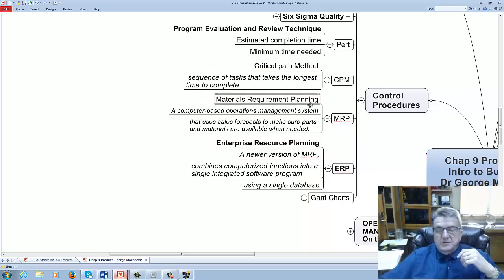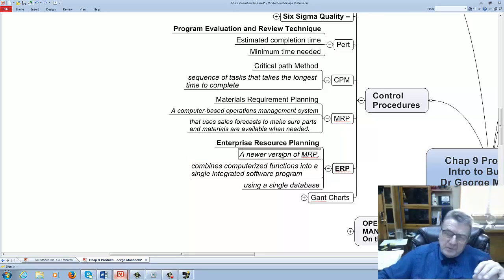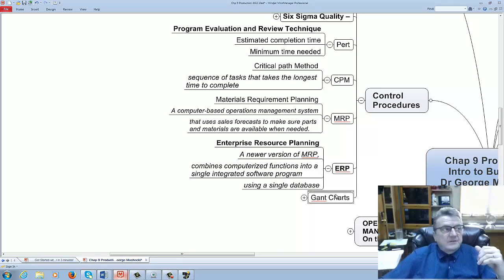And then this one here is enterprise resource planning, a newer version of MRP that combines computerized functions into single integrated software. And in a lot of these systems that we talk about here, your vendors and your suppliers are already tied in. These are the vendors and everything else that are pre-approved by you.